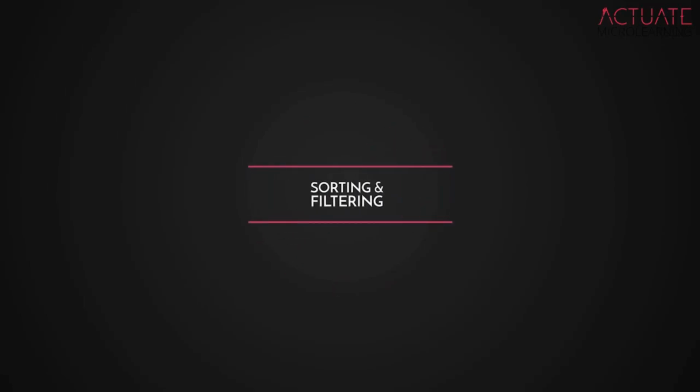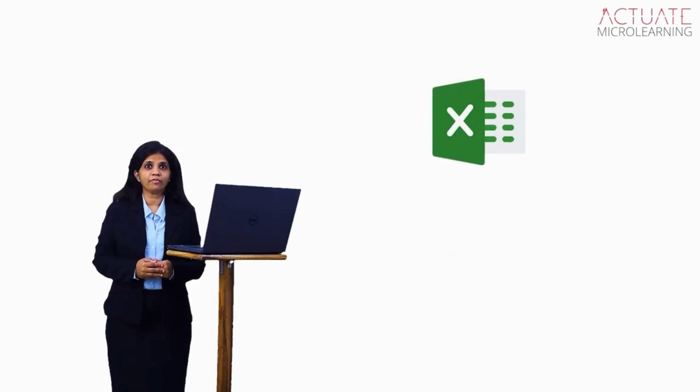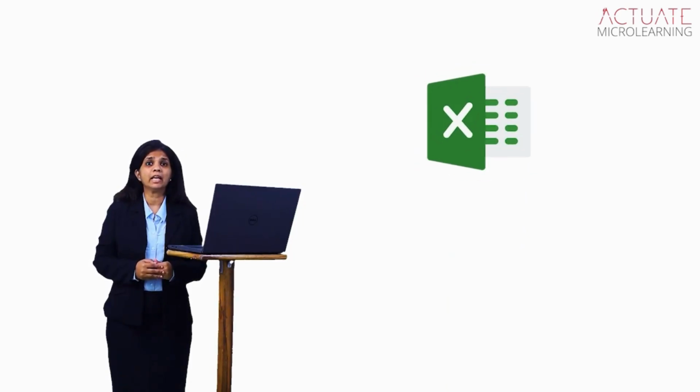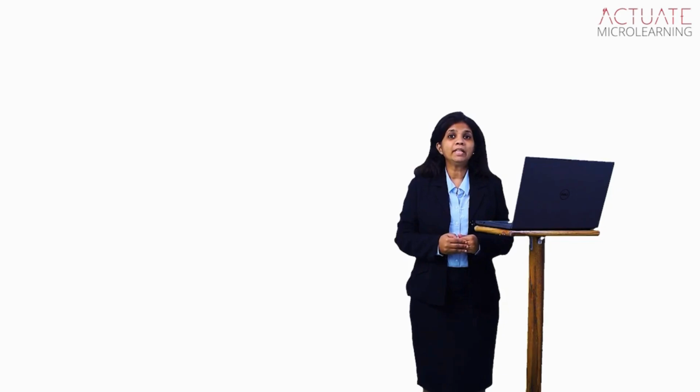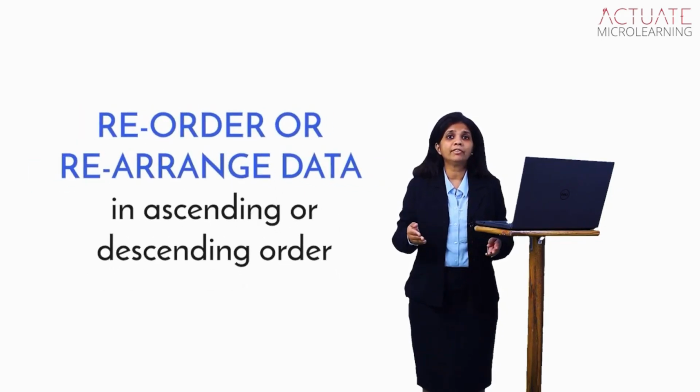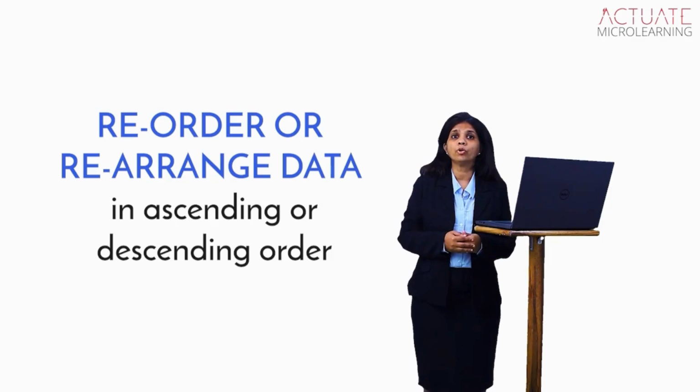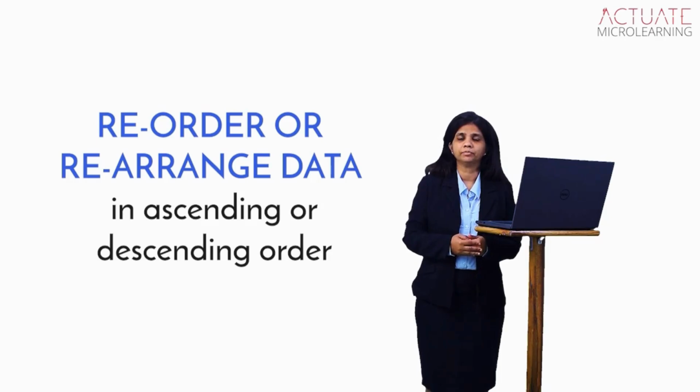Sorting and filtering. With multiple rows and columns, a Microsoft Excel spreadsheet can contain enormous amounts of information. To effectively use this vast data for analysis, you would need to manipulate it in different ways. For example, you may need to reorder it or rearrange the data in ascending or descending order, which is an example of sorting of data.